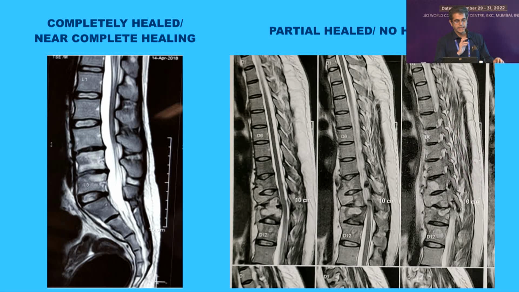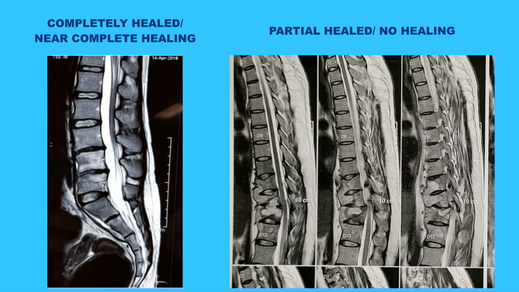Now, what are the disease characteristics? We spoke to the MRI specialists, and there were classically 4 types of disease characteristics which they reported to us. These 4 were divided into 2 groups. One was completely healed on MRI spine, and the second was near complete healing. These were the patients who were doing well and responding. The other extreme group was partially healed and no healing seen.